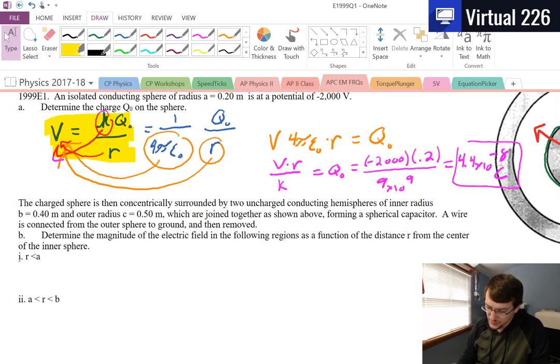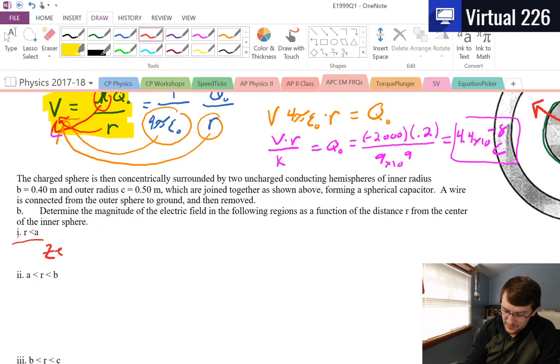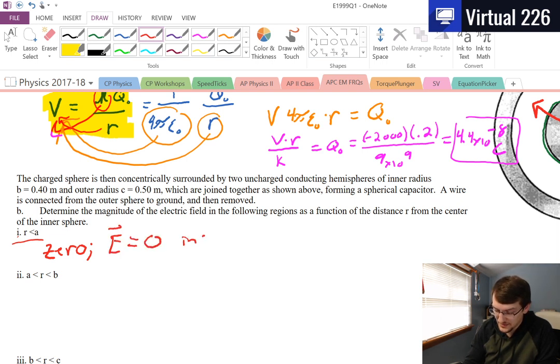But what you can quickly see here, if we look at question B1, where what happens if we're inside this radius A here, your answer is going to be straight up 0. And the reason it's 0 is because the electric field equals 0 inside a conductor.